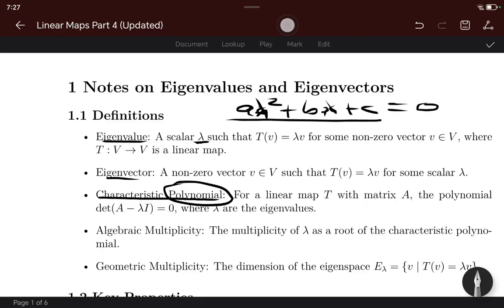And how do we find that equation? We find that equation by taking the determinant of A minus lambda I, where I is the identity matrix, right?